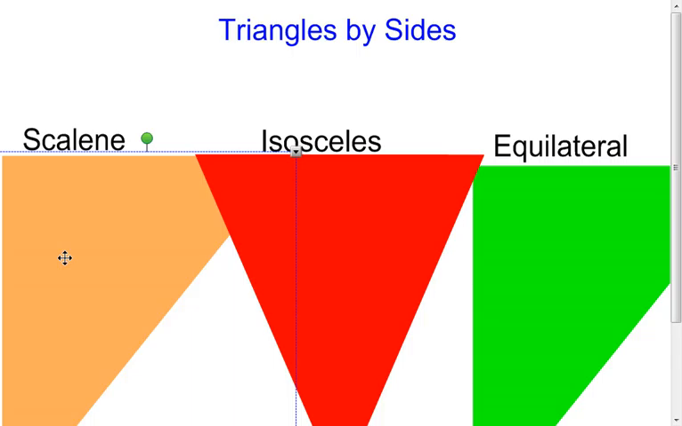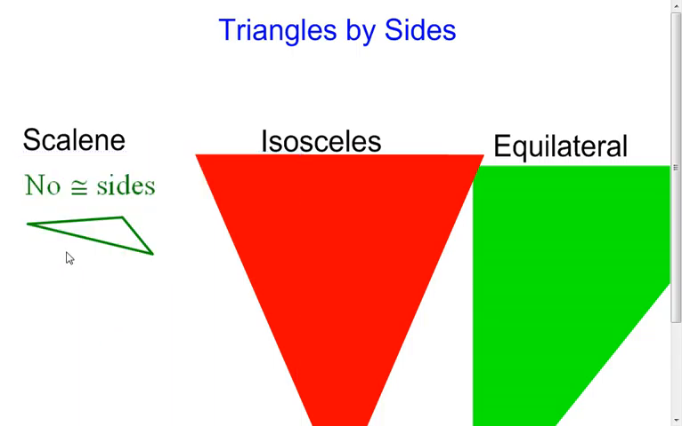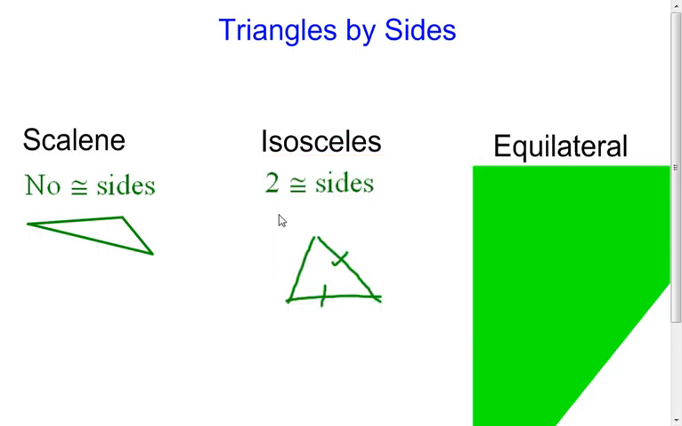The scalene triangle, the first one I'll look at, is one in which none of the sides are going to be congruent. All three of them are going to have different lengths. When you go to the isosceles triangle, two of the sides will be congruent. Here I don't have a real great triangle drawn, but I've marked it as two of the sides being congruent.